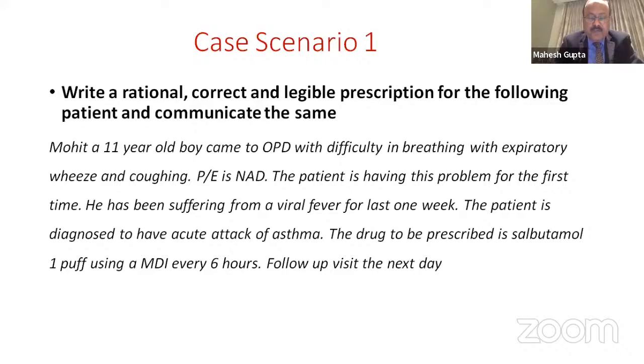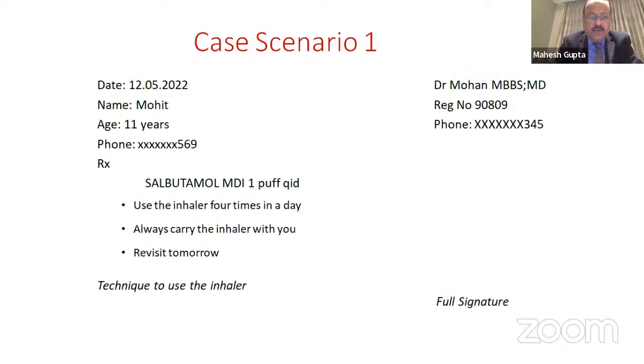So let us see the prescription, how this would sound. So this is how it should be. On one hand, there is the information that is date, that is superscription. Patient name is Mohit, age is 11 years. The phone number of the patient is given. And then Dr. Mohan, his designation, his registration number, his contact number. Then comes the mark of superscription. The drug is salbutamol, written in capital letters, multi-dose inhaler, 1 puff QID, that means 4 times in a day. So underneath, very clearly the instructions have been given. Use the inhaler 4 times in a day. Always carry the inhaler with you and revisit tomorrow.